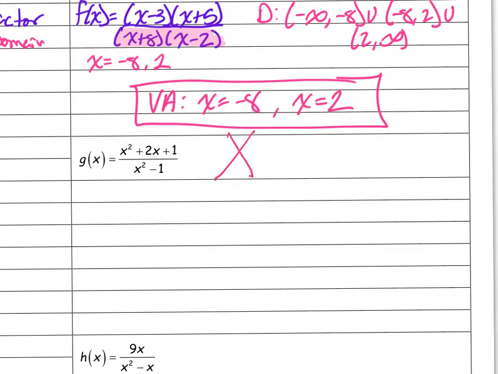So let's start with the numerator. I need 2 numbers that multiply to be 1 and add to be 2. Well, 1 and 1. There's only 2 numbers that multiply to be 1. So then I get, let's see, g of x is going to equal x plus 1 times x plus 1. And then I need 2 numbers that multiply to be -1 and add to be 0.